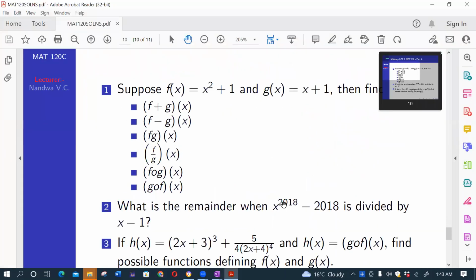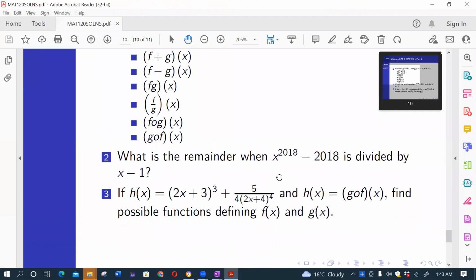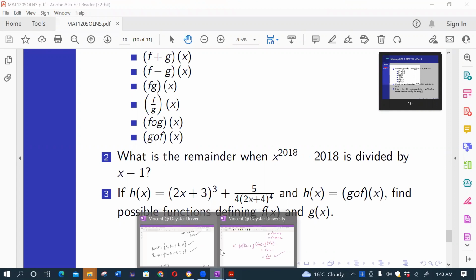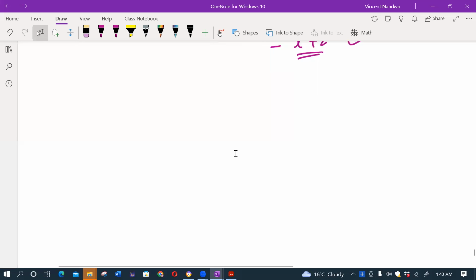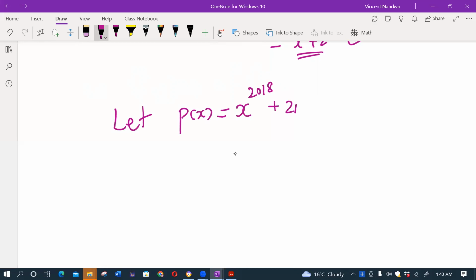So what is the remainder when x power 2018 minus 2018 is divided by x minus 1? So we let p of x be given by x power 2018 plus 2018.